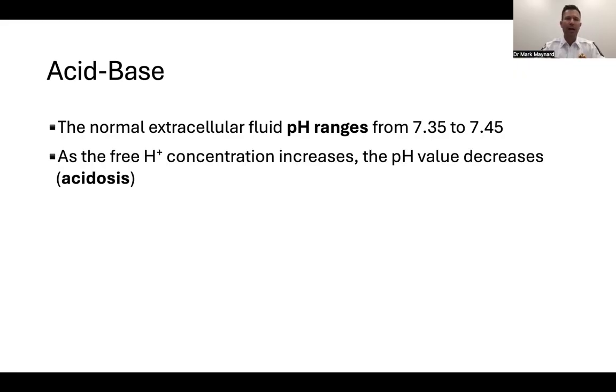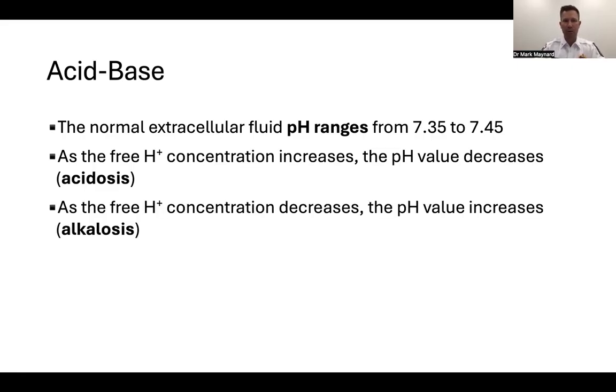All right, so as the free hydrogen ion concentration increases, we can measure this in the blood. The pH actually goes down. So it's a little counterintuitive. We're measuring hydrogen ion, but it's an inverse scale. And so the pH actually goes down. So a low number means acidic, or in this case, acidosis. And then for the H plus going down or decreasing, it's just the opposite. That's alkalosis, or high pH.